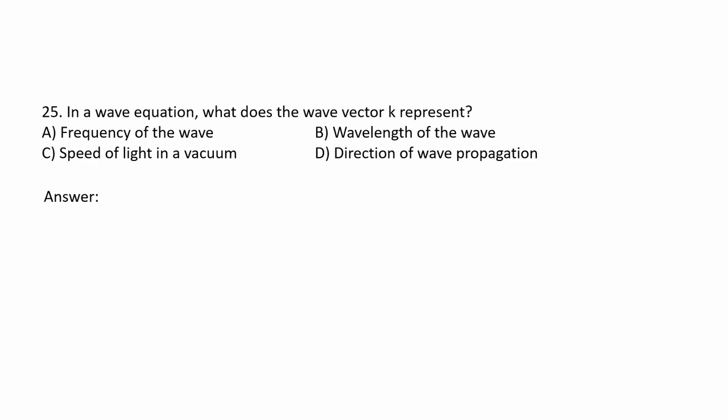In a wave equation, what does the wave vector k represent? Letter A, frequency of the wave. Letter B, wavelength of the wave. Letter C, speed of light in a vacuum. And letter D, direction of wave propagation. The answer is.